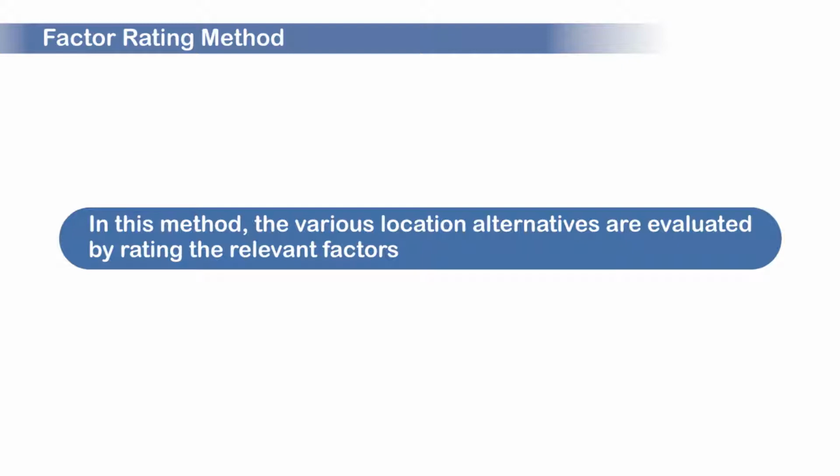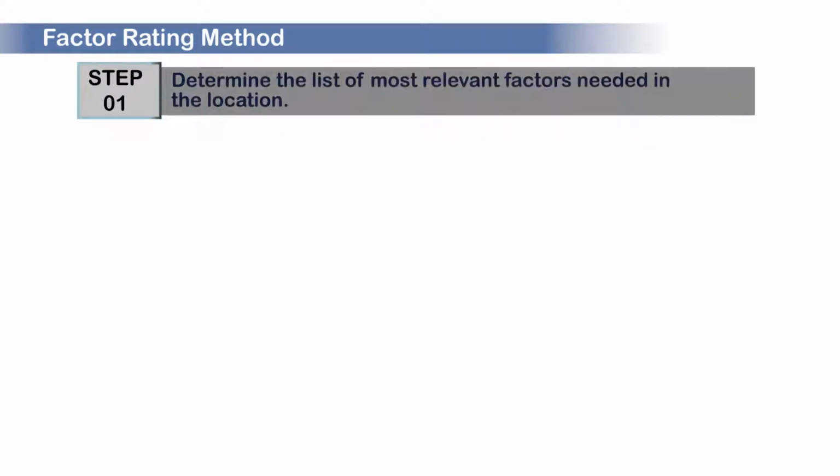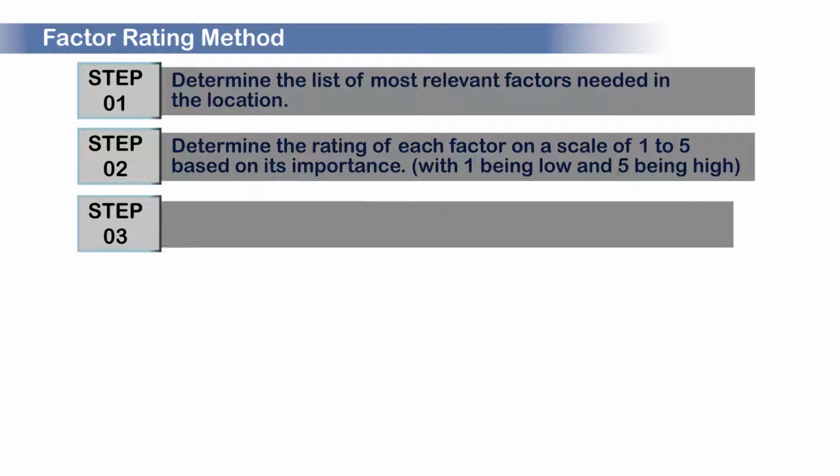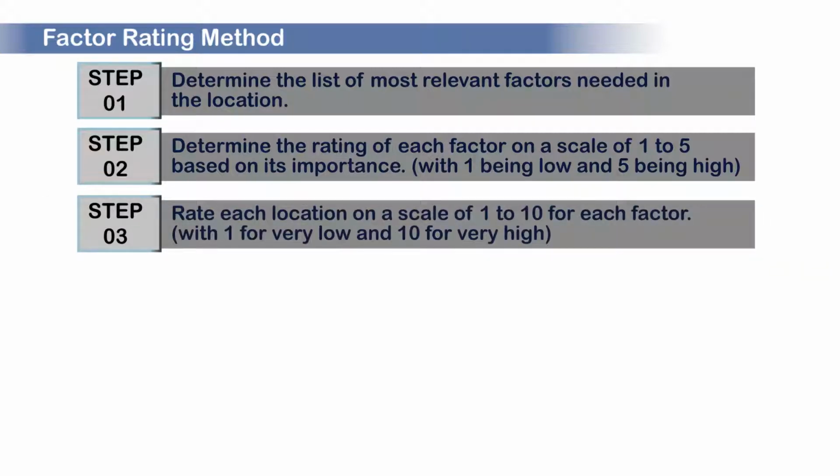The steps involved in this method are: Step 1. Determine the list of most relevant factors needed in the location. Step 2. Determine the rating of each factor on a scale of 1 to 5 based on its importance, where 1 being low and 5 being high. Step 3. Rate each location on a scale of 1 to 10 for each factor, where 1 being low and 10 being high.